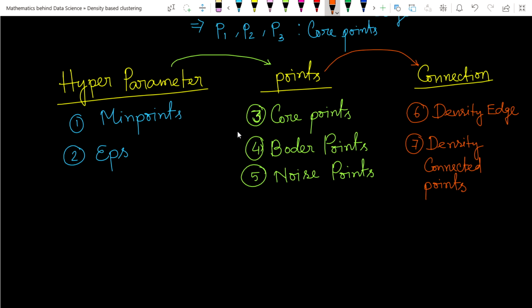These 7 parameters we have already learned. Now in the next video we will see how, using these 7 parameters, we will build the DBSCAN algorithm. I think the mathematics behind these 7 parameters is clear. Now, by simply using these 7 parameters, how we will build the DBSCAN algorithm, we will see this in the next video.